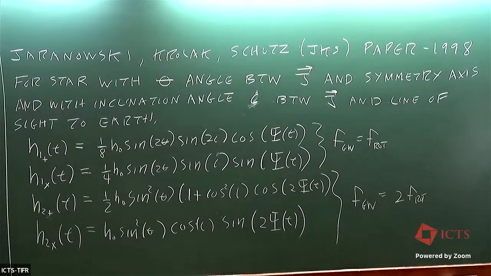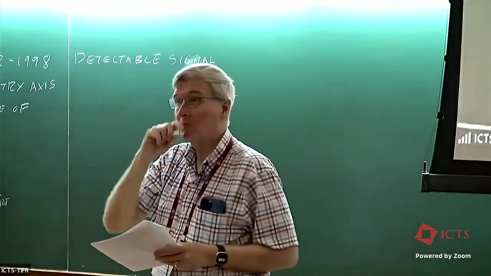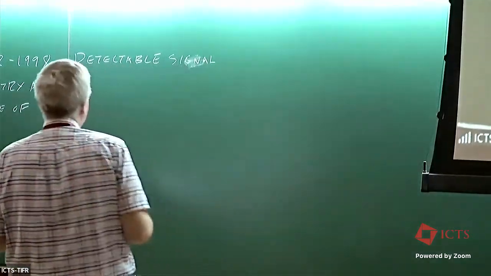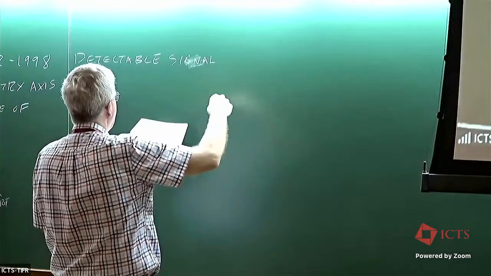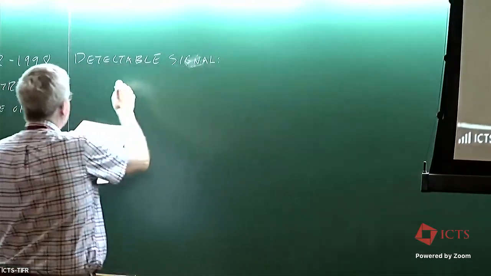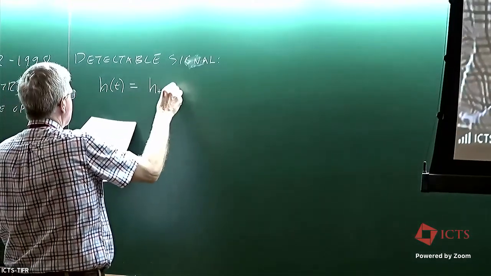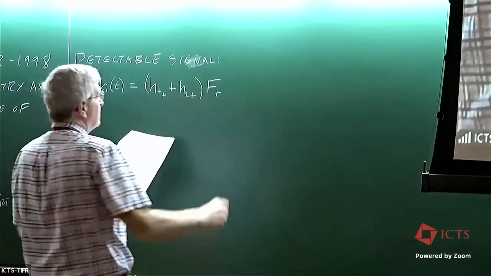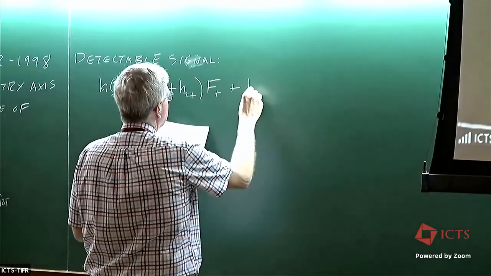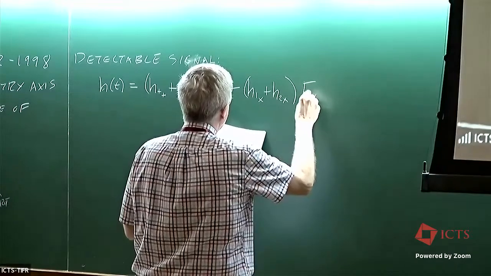And in some of the recent searches from the LVK, we have conducted searches for both of these for known pulsars. We look for the possibility that a star, a known pulsar, is emitting radiation at both of those frequencies. But the detectable signal in general is going to be h of t equals h1 plus plus h2 plus times the corresponding antenna pattern function, in addition to h1 cross plus h2 cross times its corresponding antenna pattern.